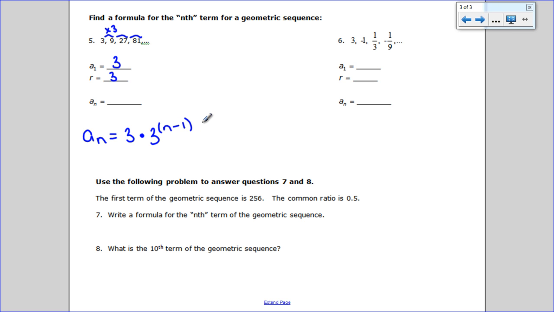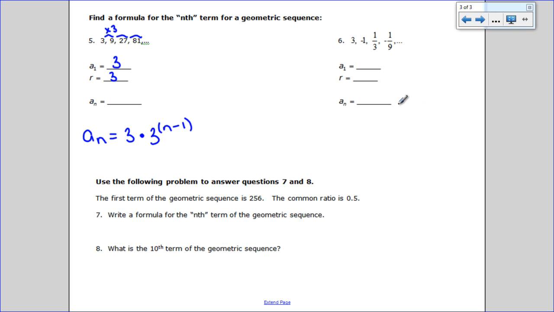You can put it in parentheses or you can leave it out of parentheses. It doesn't make a difference. I put it in parentheses so that I remember that all of that needs to go together. That's it. So this is what should go in that blank for a sub n. This is going to be your explicit formula for the geometric sequence to find any term. We do not multiply this 3 times this 3 because this second 3 has an exponent attached to it, so they can't go together. We just leave it alone.